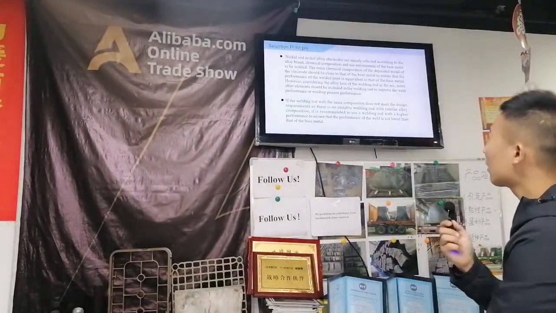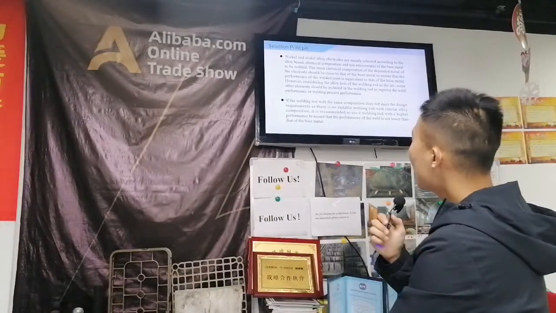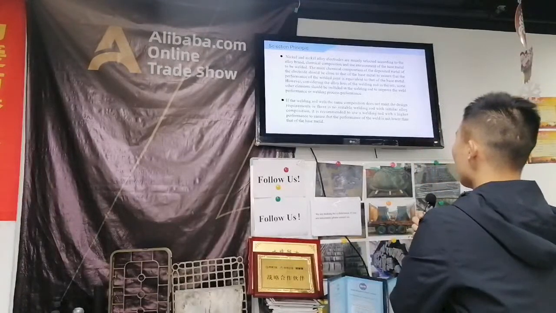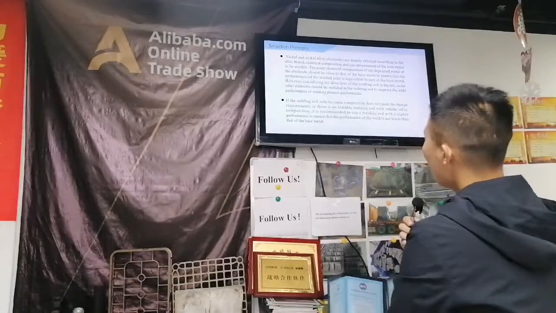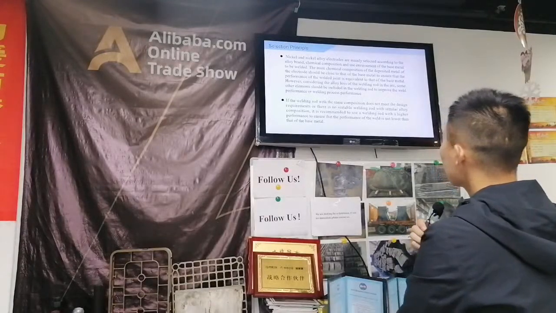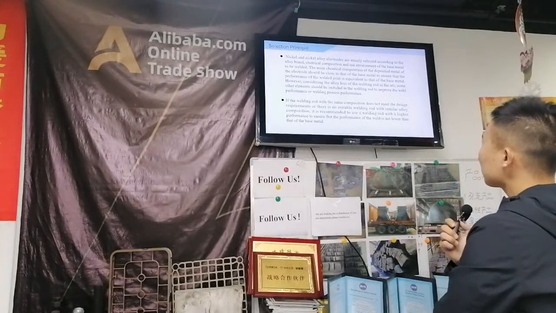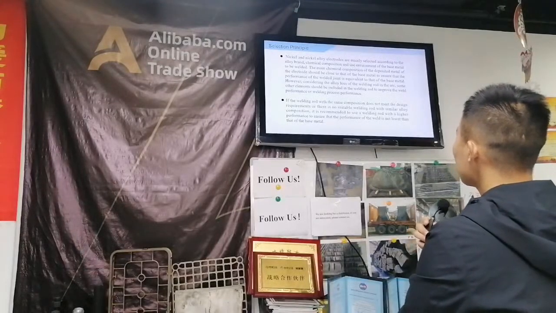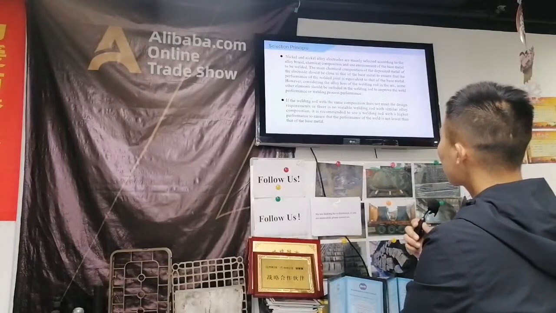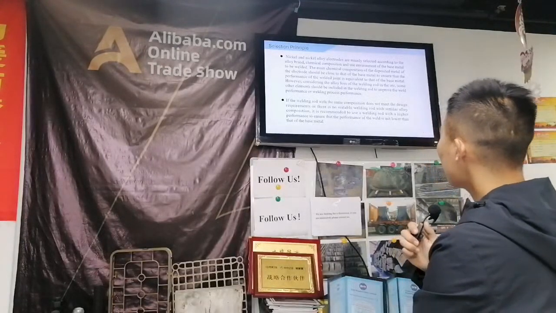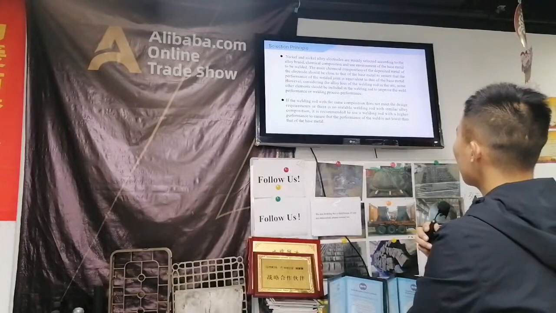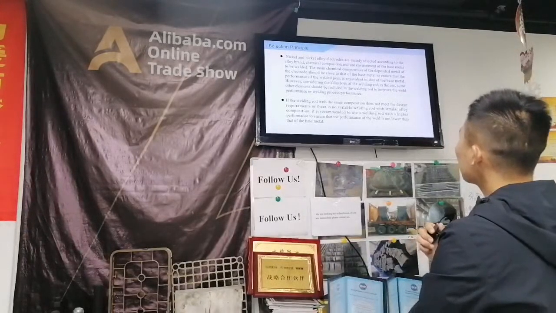Selection principle. Nickel and nickel alloy electrodes are mainly selected according to the alloy brand, chemical composition, and use of the base metal to be welded. The main chemical composition of the deposited metal of the electrode should be close to that of the base metal to ensure that the performance of the weld joint is equivalent to that of the base metal.